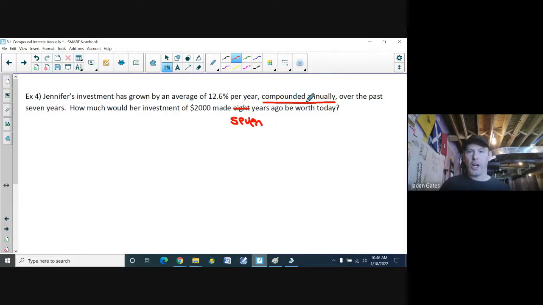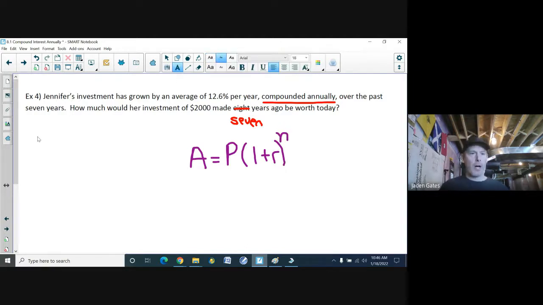Okay. So again, we've got compound interest. So there's our formula here. A is equal to P times 1 plus R to the power of N. All right. Now, Jennifer's investment, so I'm just reading the question again, has grown by an average of 12.6% per year. All right. So my rate is 12.6%. I'm going to flip that to a decimal, of course. There we go. 7 years. So that's telling me that's my N value there.